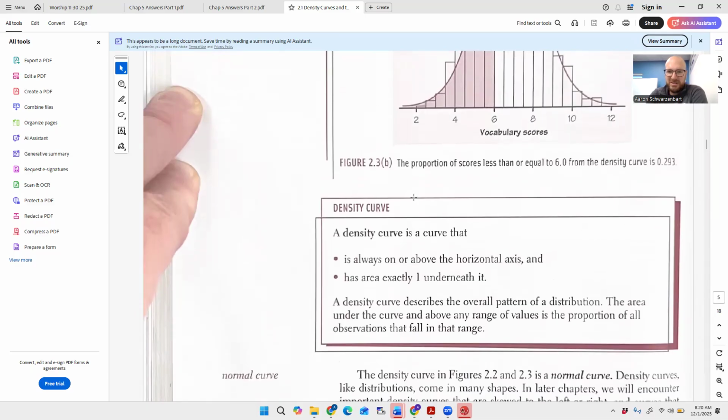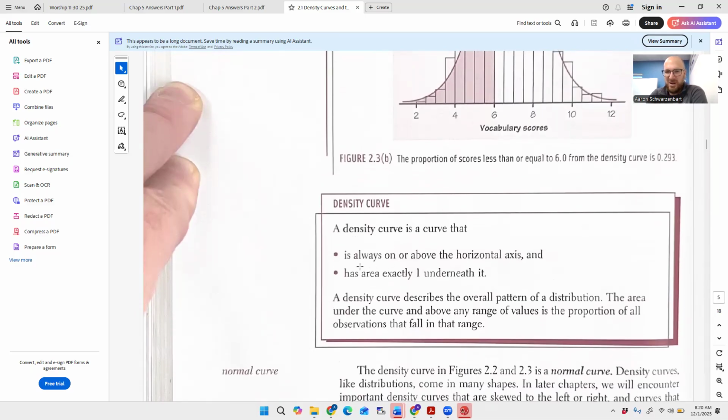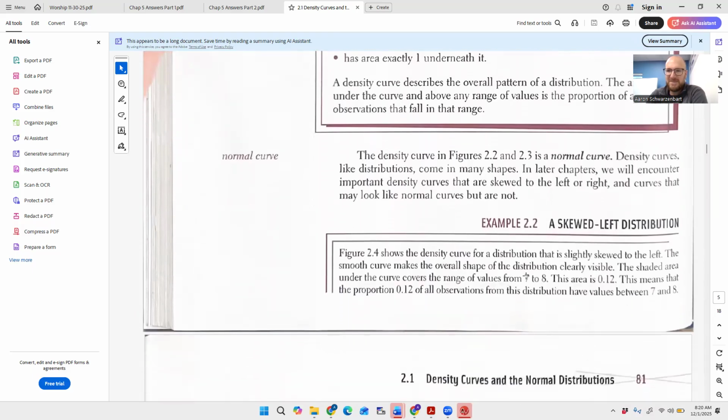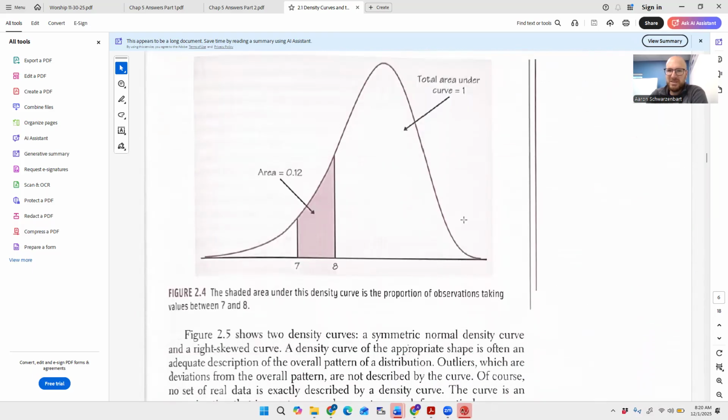So here's the things that make a density curve. Always on or above the horizontal axis, the x-axis, and has an area of exactly 1. So this one is skewed left, correct? What we're interested in is the area. The area is the percent of my data that falls between 7 and 8. In this case, 12% or 0.12. Does that kind of make sense?